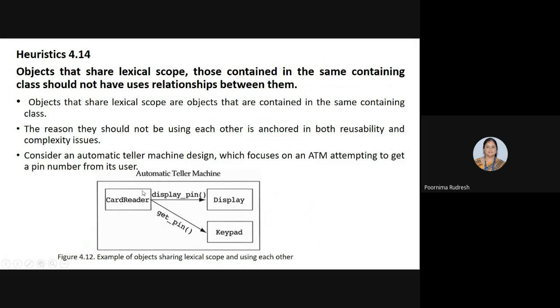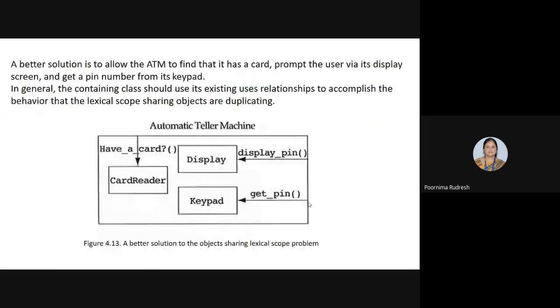Why? Because the card reader is associated with the display and keypad. Whenever I want to reuse the card reader, along with that I have to reuse these, because these two are associated with the card reader. Hence, I will go for the better design so that I can use only the card reader again and again. So for reusability, I am treating these three as separate ones. This is the better solution. It allows the ATM to detect that it has the card, prompt the user via its display screen, and get the PIN number through the keypad.